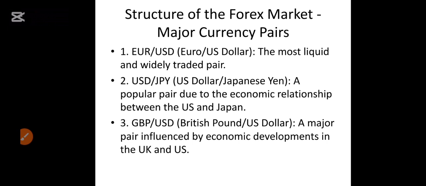Structure of the forex market. Major currency pairs: EUR/USD, the most liquid and widely traded pair. USD/JPY, a popular pair due to the economic relationship between the US and Japan. GBP/USD, British pound against the US dollar, a major pair influenced by economic developments in the UK and the US. So as a beginner, these are the pairs you should be looking at when trading, because they have some strong fundamentals.